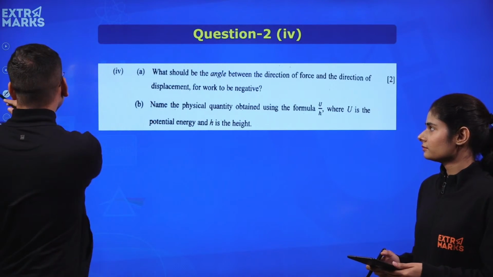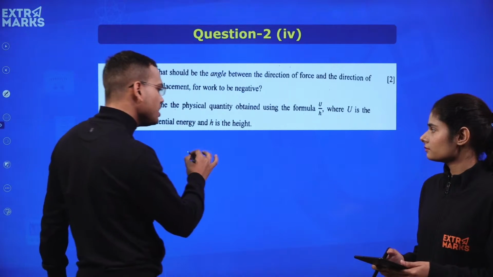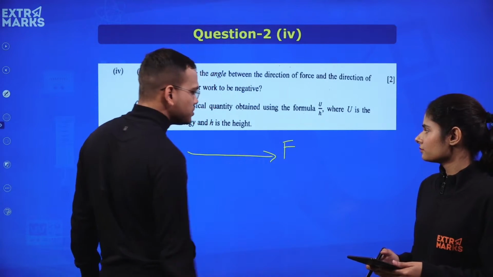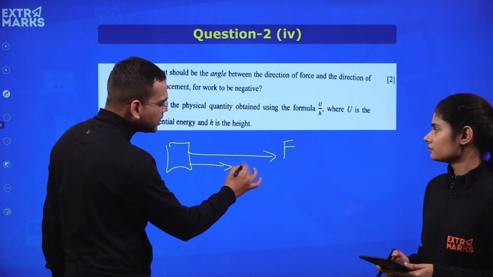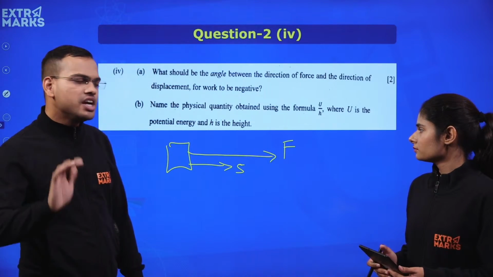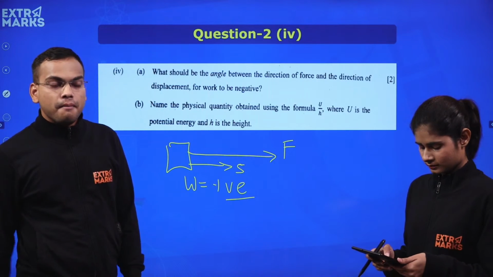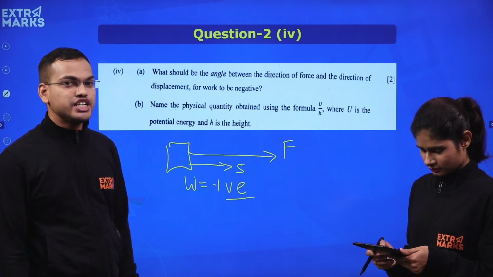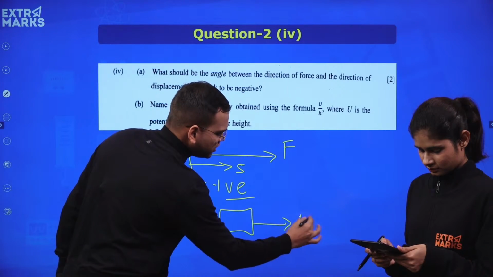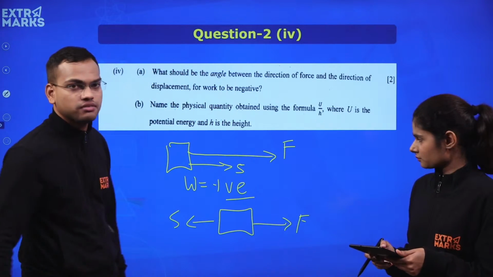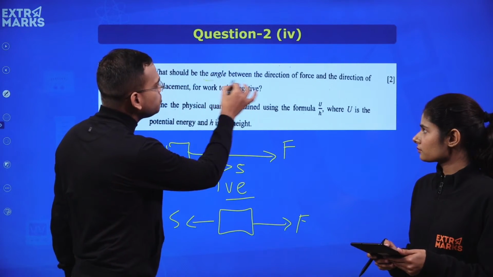What is the angle between the direction of force and the direction of displacement for work to be negative? If this is the direction of force and the displacement of the body is also in this direction, then we can definitely say the work done is positive. But if force and displacement are opposite, force acting in this direction and displacement in that direction, then the work done is negative. But we have to tell what the angle should be.